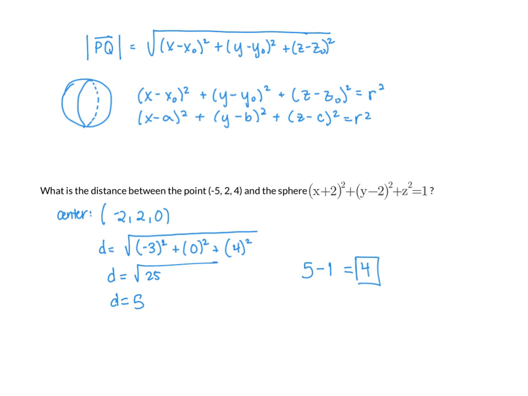All right, so there are more videos following that go over distance between a point and a plane and between a point and a line.